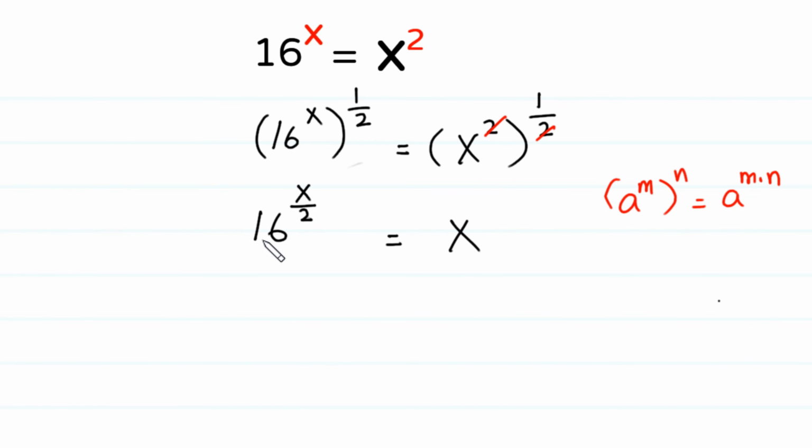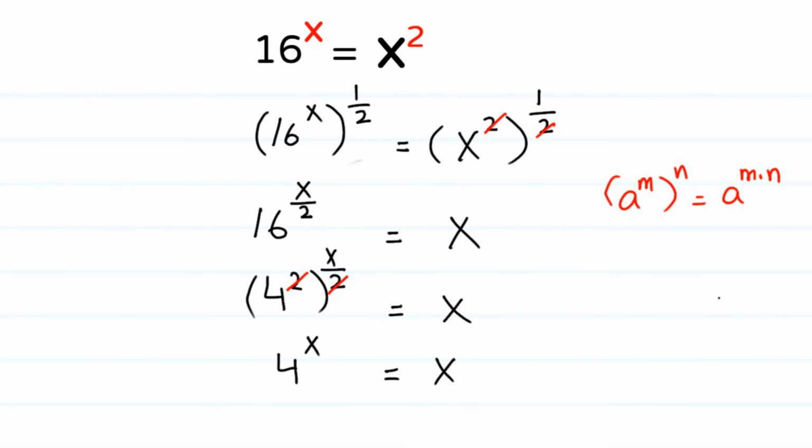Next, this 16 can be written as 4 to the power 2, to the whole power x over 2, is equal to x. Next, according to this rule, when this power 2 is multiplied by this power x over 2, this 2 will be cancelled with this 2, and here is left 4 to the power x is equal to x.